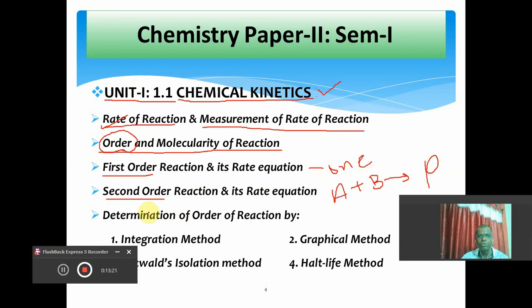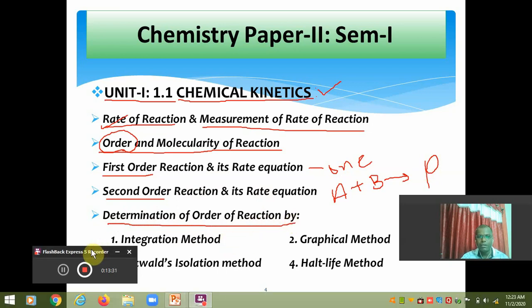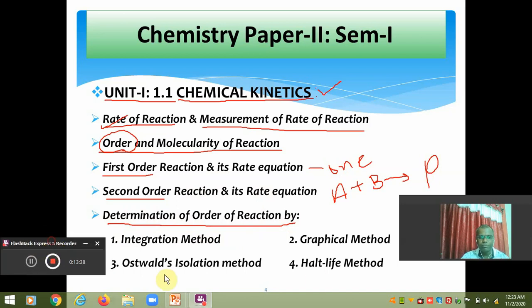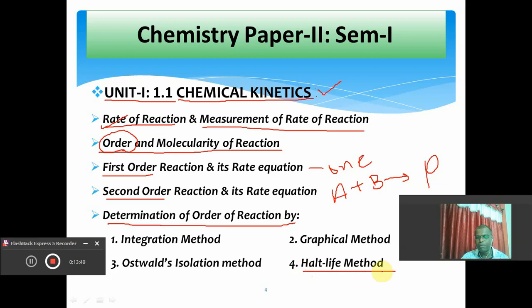So in this topic, not only the first and the second order reaction, but also we will study how the order of reaction can be determined, can be calculated with the help of various methods like integration method, graphical method, Ostwald isolation method, and the last one is half-life method, the half period method. So these are the 4 methods that we are going to study in this topic in order to determine the order of reaction.